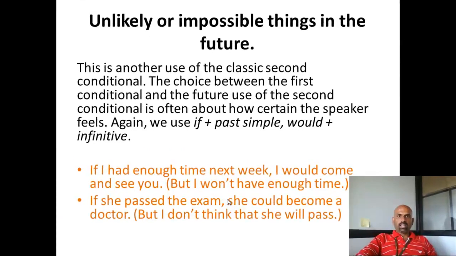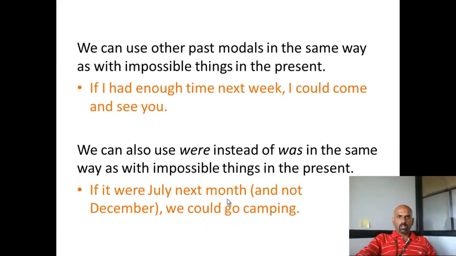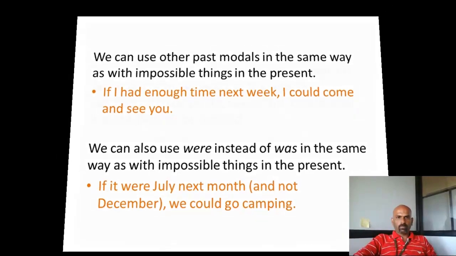Next one, unlikely or impossible things in the future. First, let's see the common one. If I had enough time next week, I would come and see you. If she passed the exam, she could become a doctor. We have already checked these same examples. Look at another one. If I had enough time next week, I could come and see you. What do they mean? We can use other past modals in the same way as with impossible things in the present also. And we can also use were instead of was in the same way. If it were July next month, we could go camping.